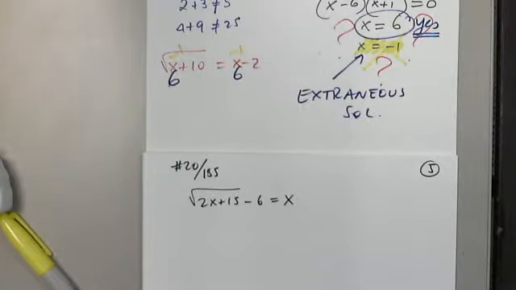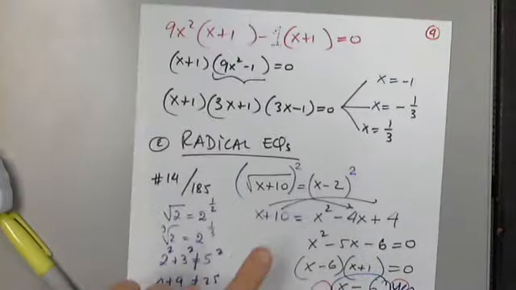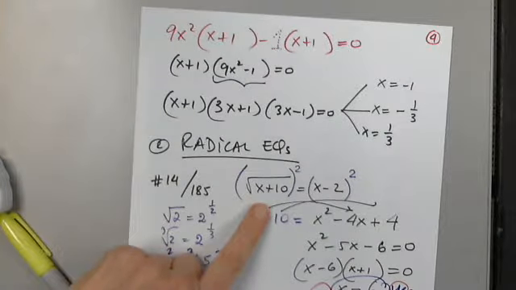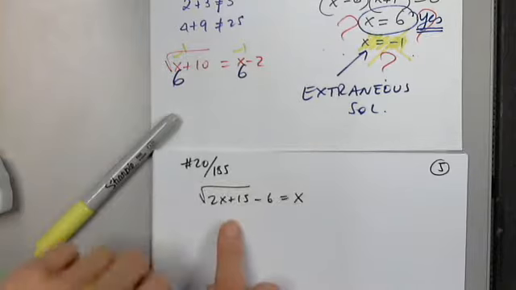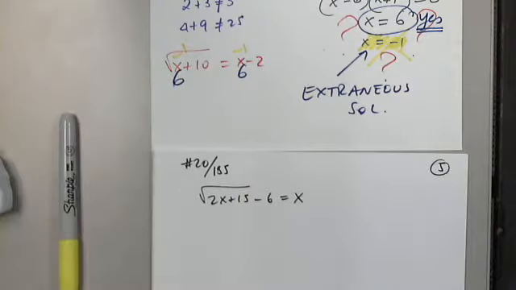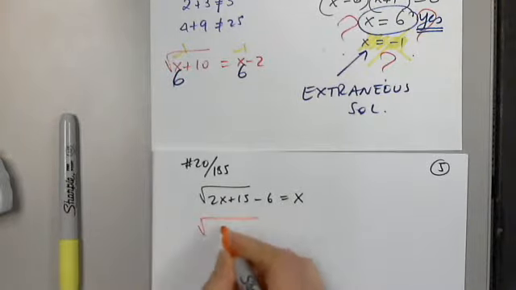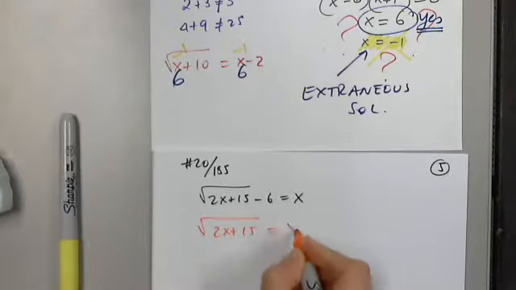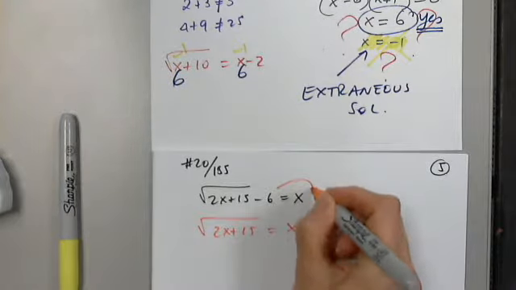How many radicals does this equation have? Of course, it's a radical equation, but how many radicals does it have? One radical. We need to isolate that radical. Look what happened here. The radical was isolated. Here, the radical is not isolated. What do I need to do? In other words, clean it up and simplify. Add 6 to both sides. So I have the square root of 2x plus 15 equals x plus 6.